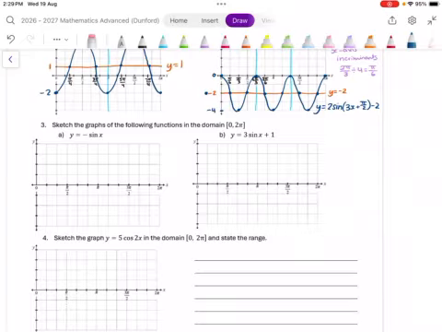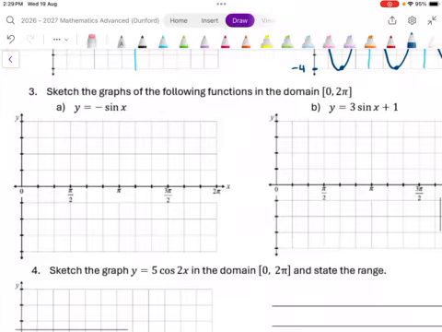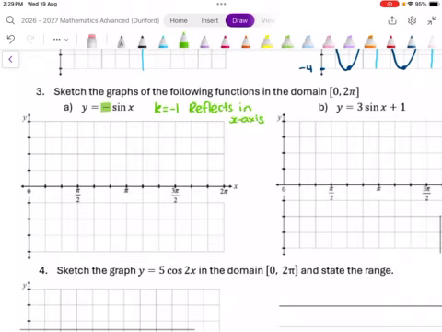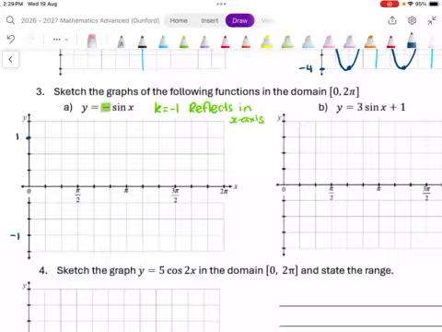It's actually quite simple, these next two, because they're not as intense as the other ones. If we want to sketch the graph of y equals negative sine x in the domain of 0 to 2 pi, what does that negative do? It means our k value is -1, and it reflects in which axis? In our x-axis.